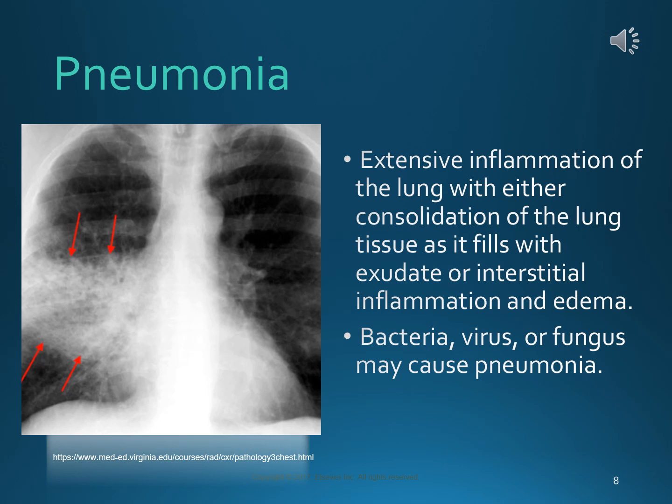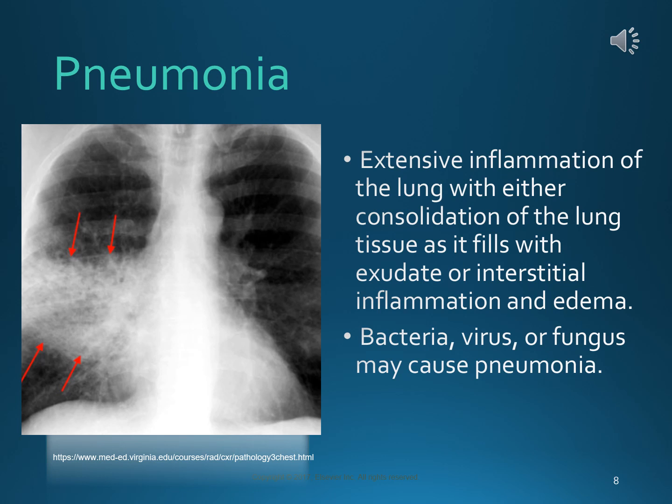So then what is pneumonia? Well, you'll see on this x-ray, the red arrows are pointing to the area of consolidation of the lung tissue that in this case is the pneumonia. It looks to be maybe right middle lobe, right lower lobe pneumonia. So pneumonia is an extensive inflammation of the lung, and you either get consolidation of the lung tissue as it fills with exudate, or you get interstitial inflammation and edema.